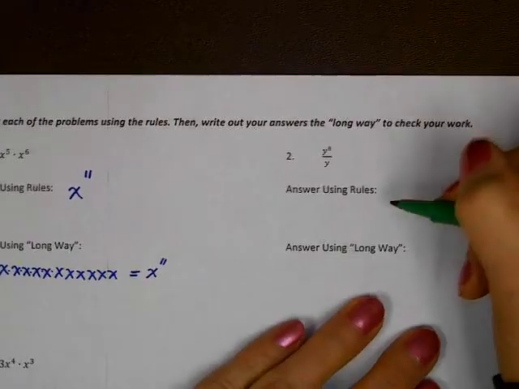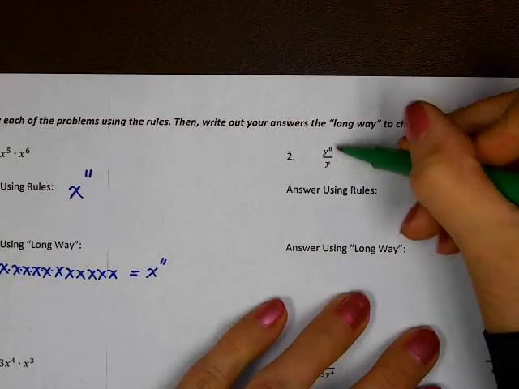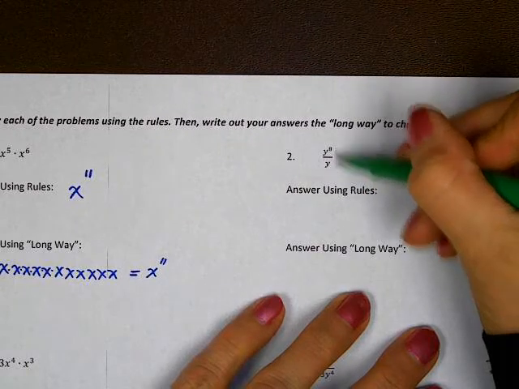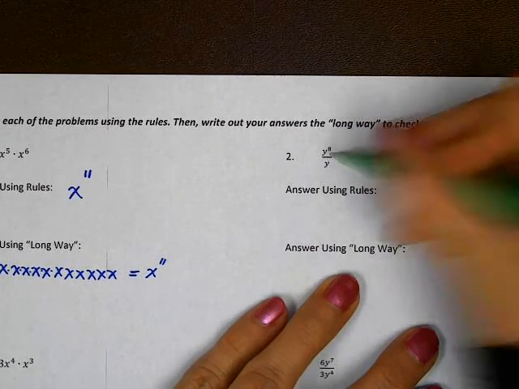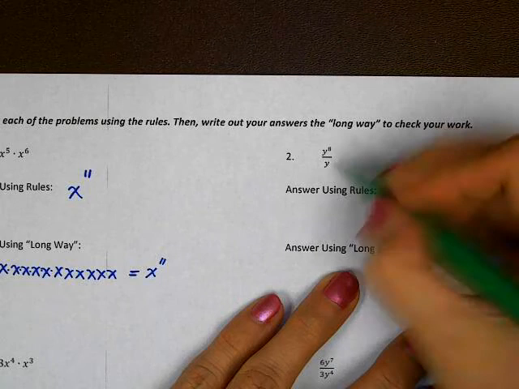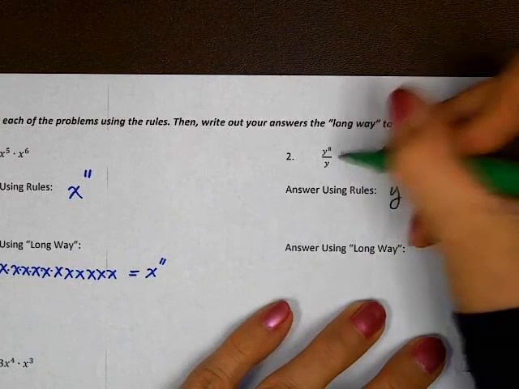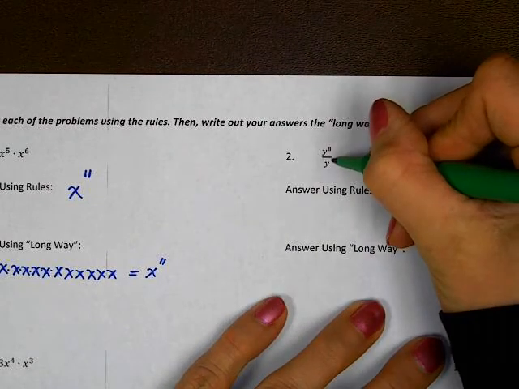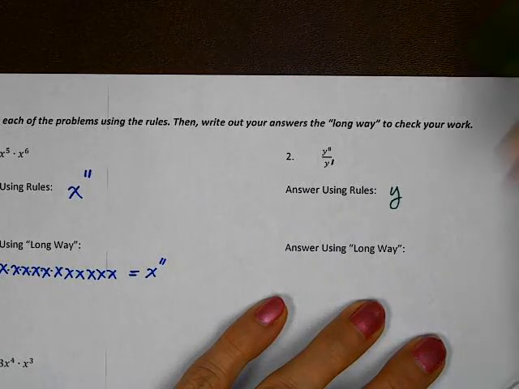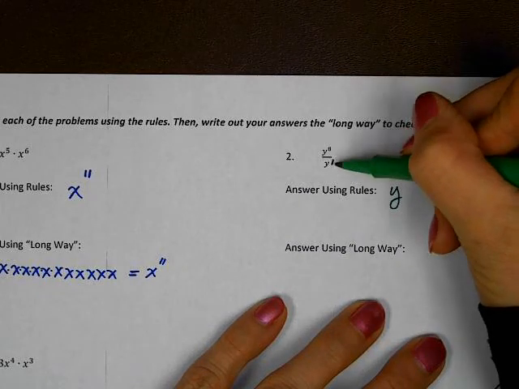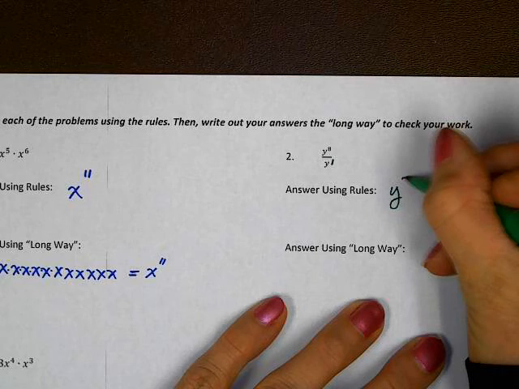Using the rules here, we're not going to add these powers. When they're divided, we have to subtract. So they're the same base of y. And if I don't see an exponent, I know it's automatically 1. And so I'm going to do 8 minus 1 to get 7.